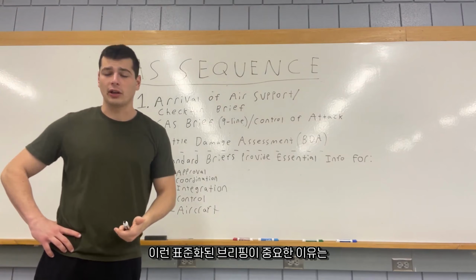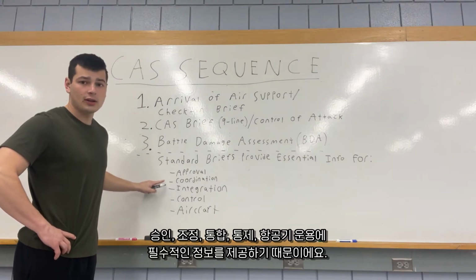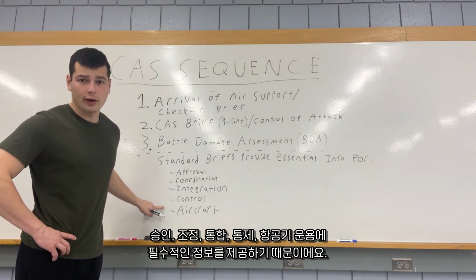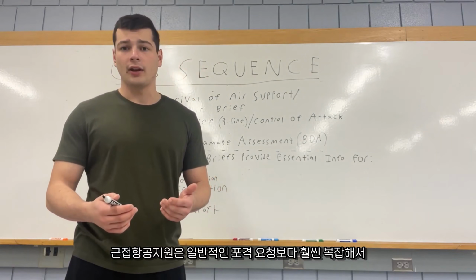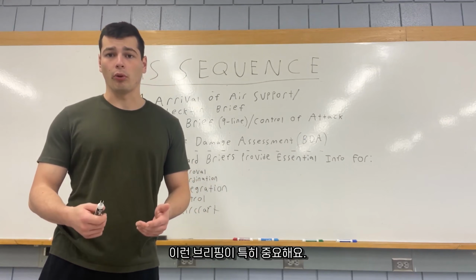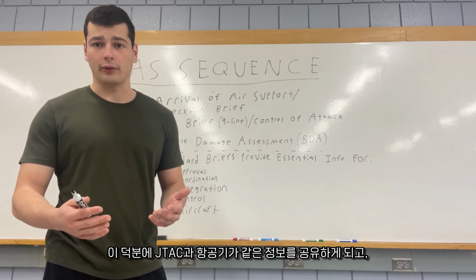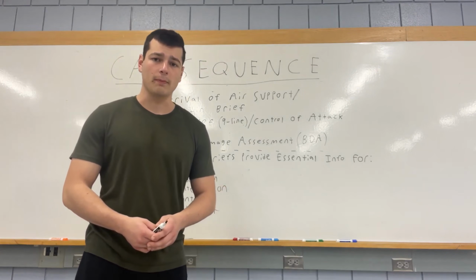The reason for these standardized briefs is they provide essential info for approval, coordination, integration, control, and for the aircraft. As you would expect, close air support is a little bit more complex than your typical call for fire, and that's the reason these standardized briefs are so important. It ensures that the JTAC and the aircraft are on the same page, and it also ensures that friendly forces are not going to be in harm's way.